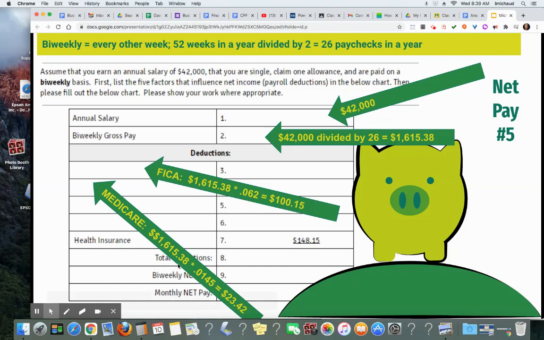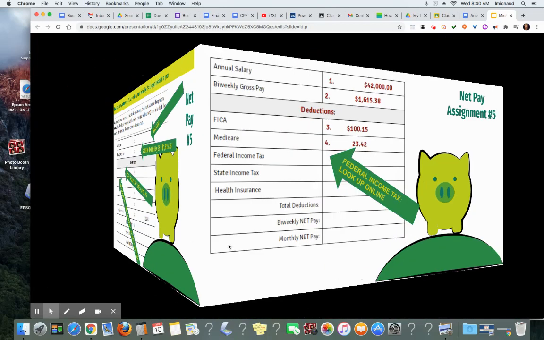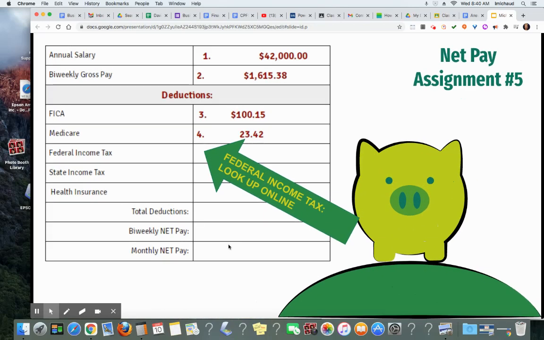And so Medicare is $1,615.38 times 0.0145. So the answer for that is $23.42. You should record that on line 4.